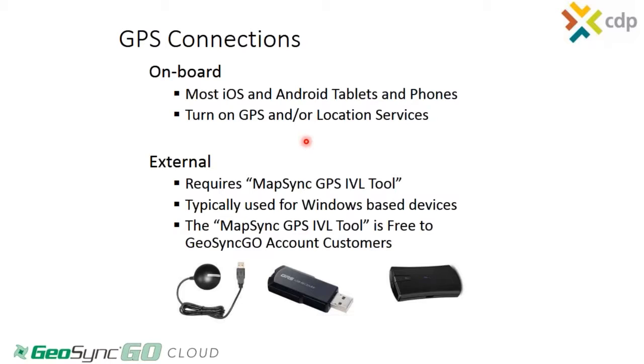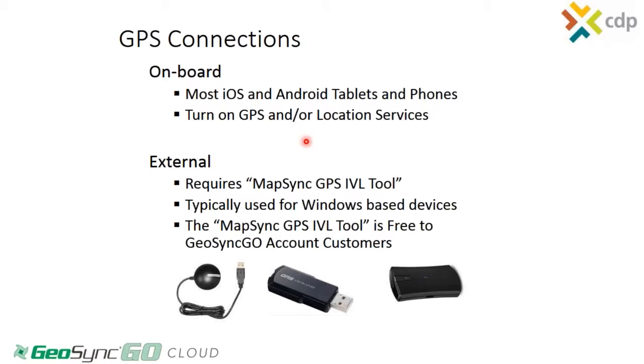And the reason for this app: most of your iOS and Android tablets and phones that have built-in GPS do not require this tool. The built-in GPS is readily available from the device. It's just there and we can use it. Where this GPS IVL tool comes in is on Windows-based devices, Windows tablets, Windows laptops. Even if you have an internal GPS, you'll need this application to connect to the GPS location in the mapping application.